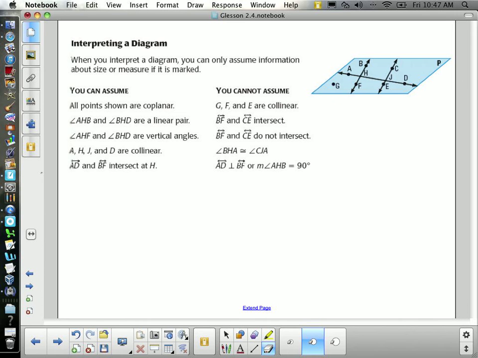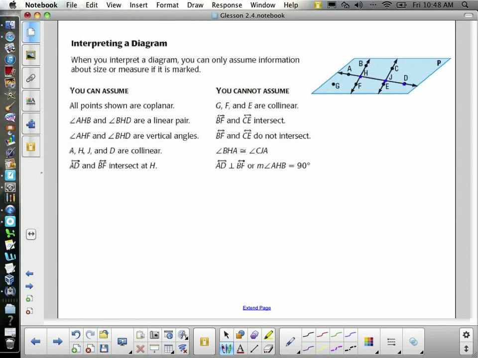Vertical angles we also haven't talked about yet, but we'll get to that later. We won't worry about that now. This is important. A, H, J, and D are collinear. I can assume that all of these 4 points are collinear because they're drawn on the same line. And AD and BF intersect at point H, yeah, I can make that assumption.